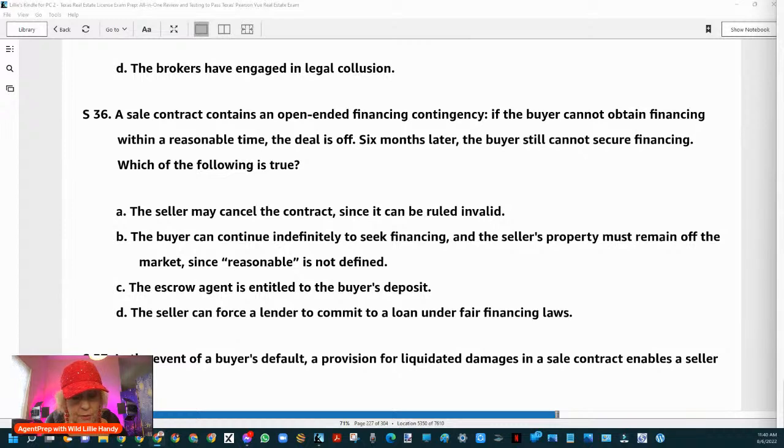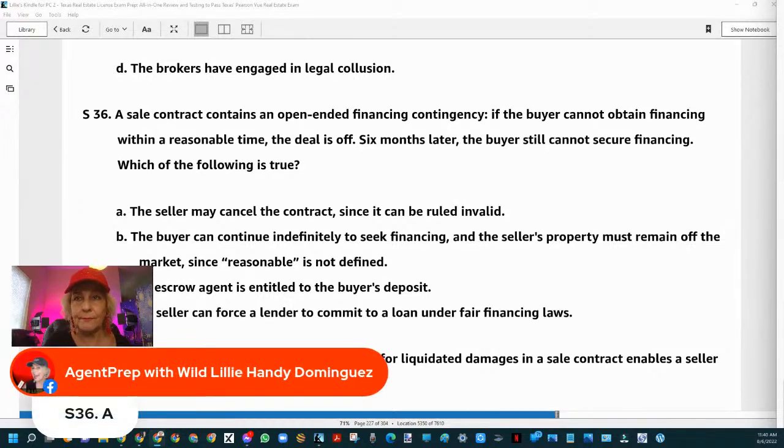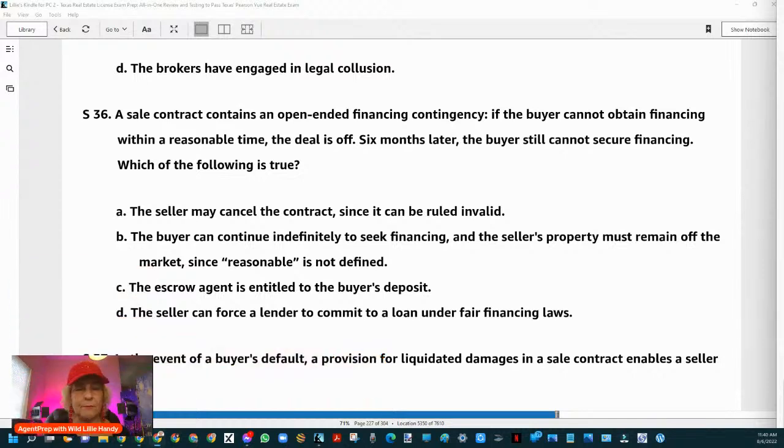Most contracts have a start date and an end date. Well, the seller didn't expect open-ended to go for a whole year. So they do have the right since it can be ruled invalid. Better put a deadline, because some individuals do things like procrastinate, mañana, don't deliver documents in time.